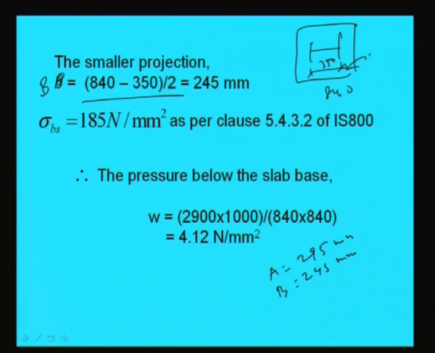Now we can find out the pressure below the base slab: the load divided by the area of base slab. Load is 2900 kilonewton, so converting to Newton, divided by 840 into 840. So the pressure becomes 4.12 Newton per millimeter square. So the pressure below the slab base is 4.12 Newton per millimeter square.